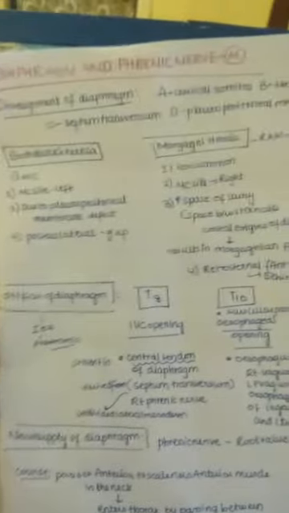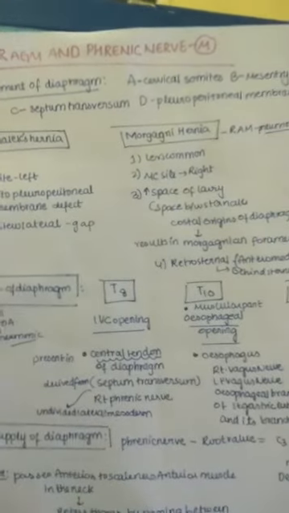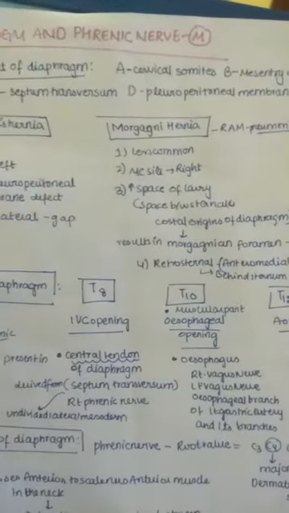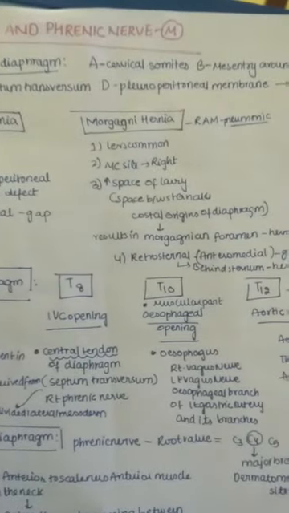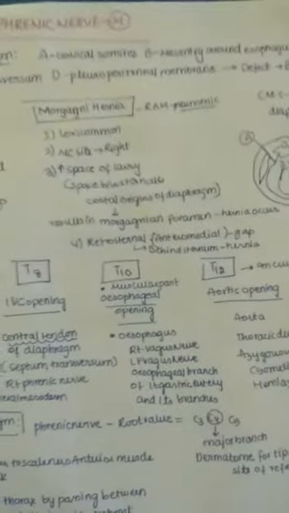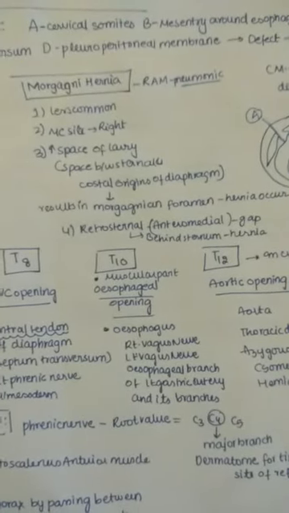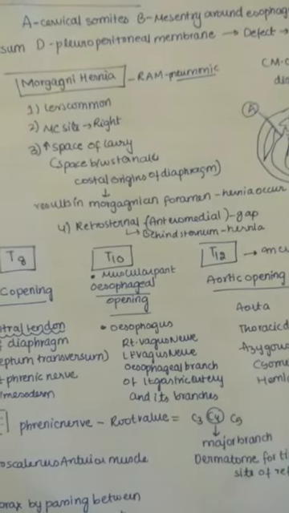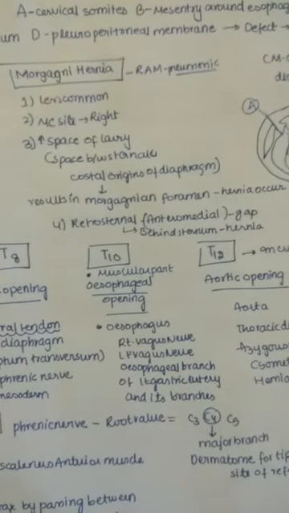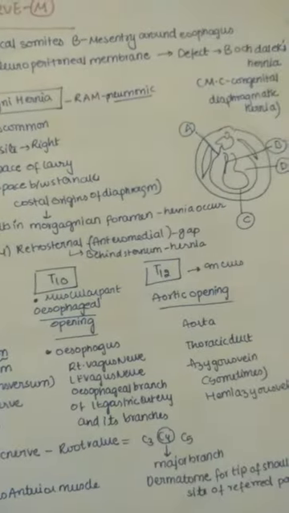So in the diaphragm and phrenic nerve we have the development of diaphragm. The diaphragm is developed from cervical somites, mesentery around the esophagus, septum transversum, and pleuroperitoneal membrane. The most common defect in the diaphragm is Bochdalek hernia. So the most common cause is congenital diaphragmatic hernia.